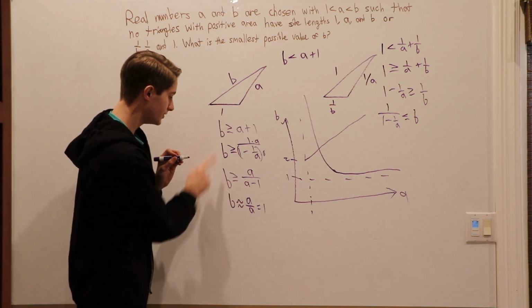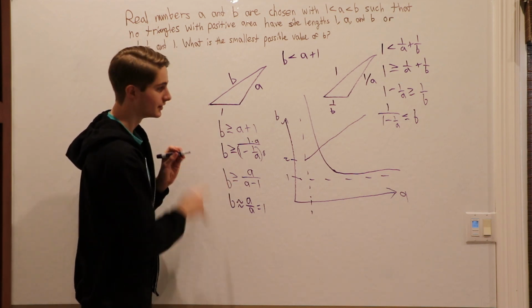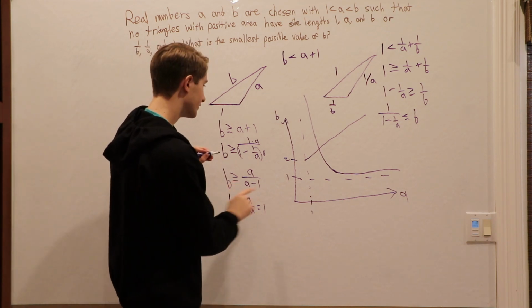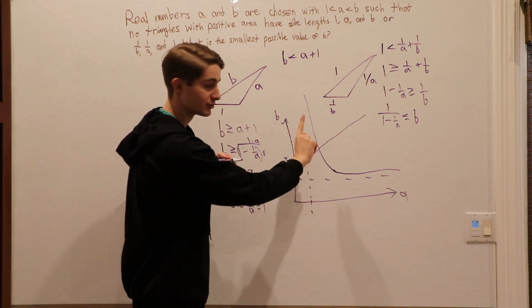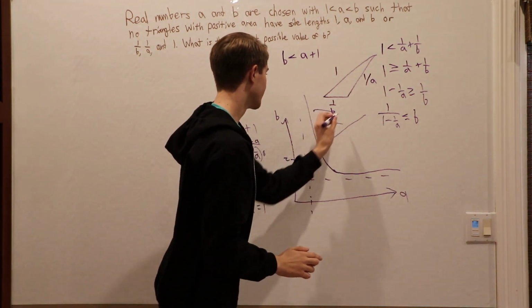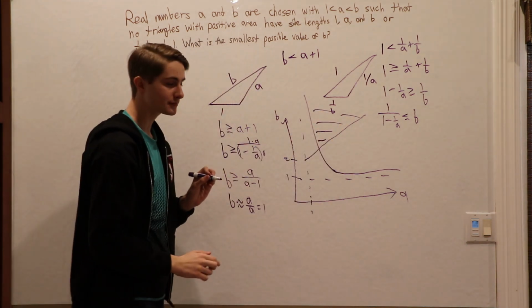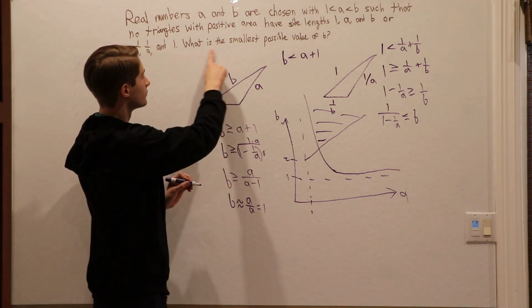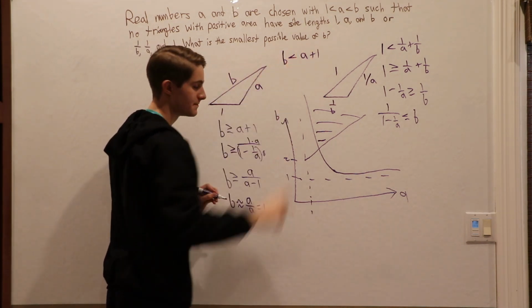And since we need both of these inequalities to be satisfied, we know that we have to be greater than both of these curves. We have to be above both of these curves, which means that the range we're looking at is this range right here. And we're asking, what is the smallest possible value of b?